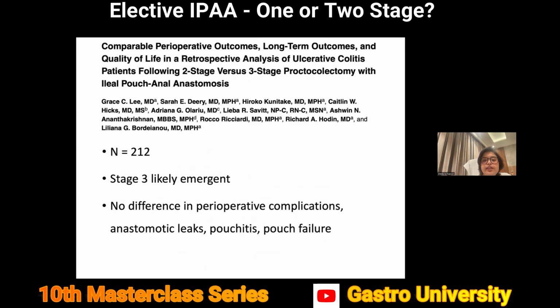So this is another retrospective analysis which looked at 2-stage versus 3-stage, in which the total number was 212, and it said something very obvious, that the 3-stage is likely in all emergent settings, and there was no difference in perioperative complications, anastomotic leaks, pouchitis, or pouch failures in 2-stage versus 3-stage procedures.